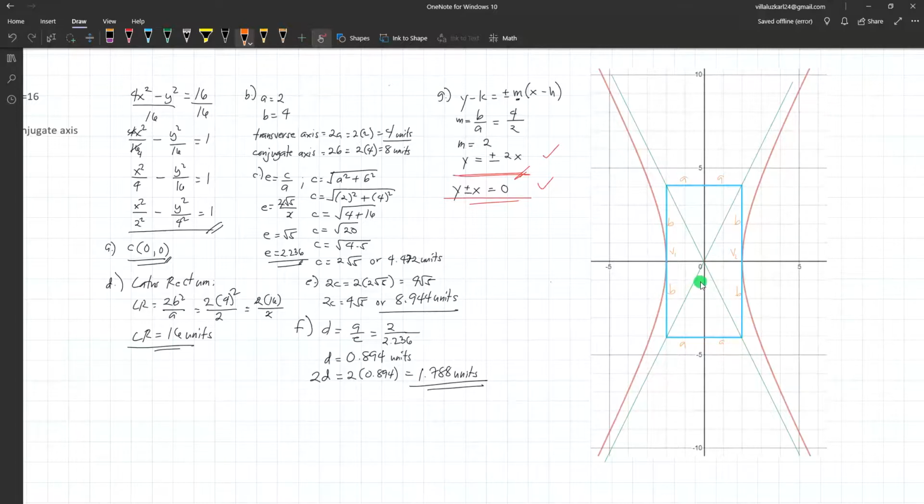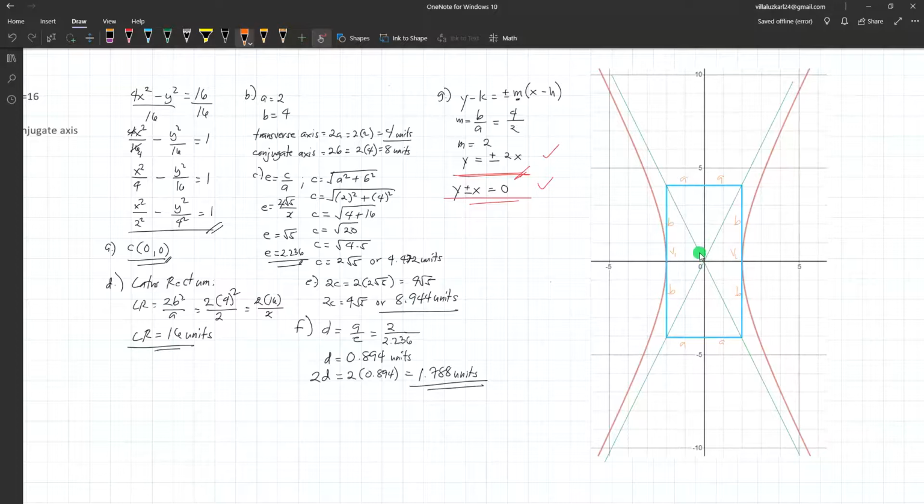Your asymptote is just this diagonal line. Simply, that's the slope, or the inclination, of the conjugate and transverse axis. So you just connect the corners and extend it, from the center to the corner, then extend. That's your asymptotes.